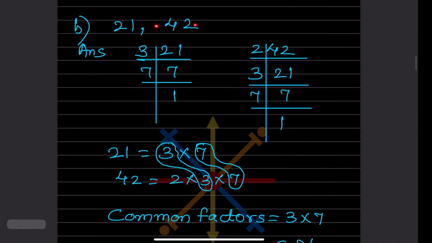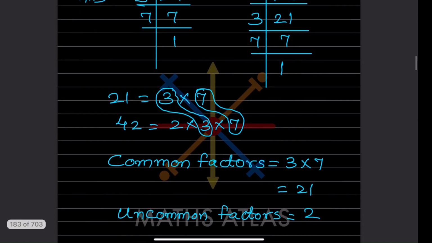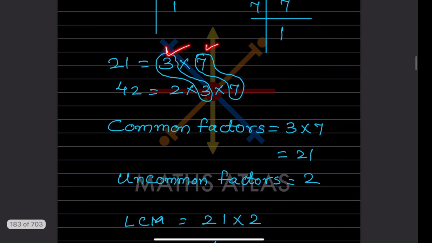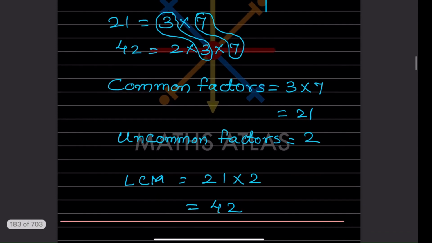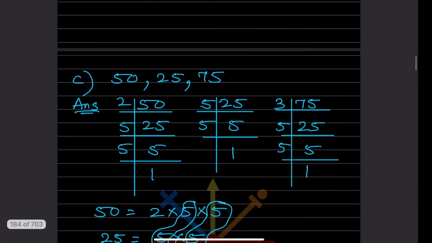Again for 21 and 42, this goes with 3, 7. So these are the factors. You can have a look at it. Now what is common over here? 3 and 7, so these are common. 3 7s are 21, and then this is uncommon. So when you write the LCM, you write this 21 into 2, that is 42 is the LCM.